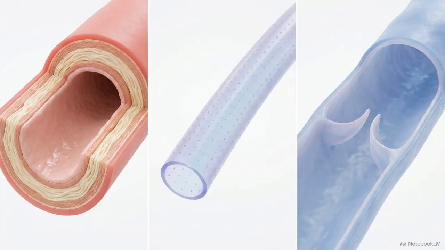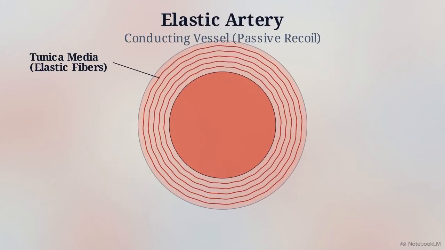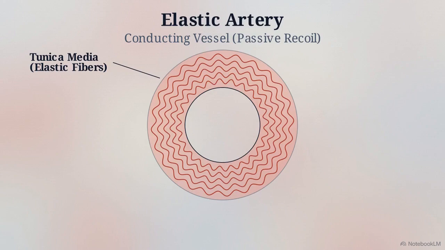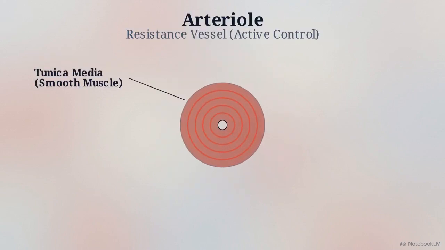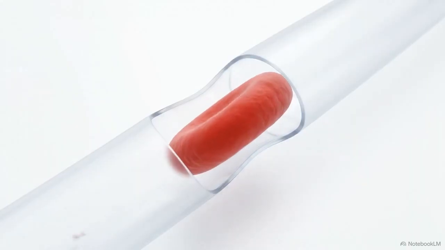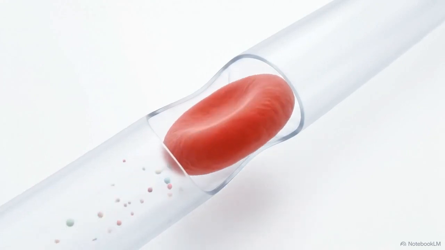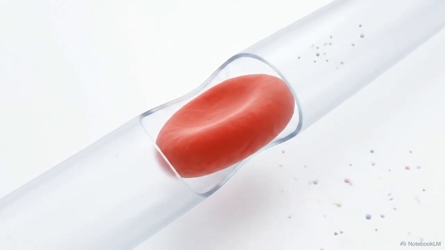The entire cardiovascular system is governed by the shifting structural proportions of the three tunicas. Heavy elastic tissue is built to capture and redirect high systolic pressure from the heart. Concentrated smooth muscle in the arterioles acts as the adjustable dials controlling peripheral resistance. And stripping away all layers down to the bare endothelium is the only way to permit life-sustaining microscopic exchange.